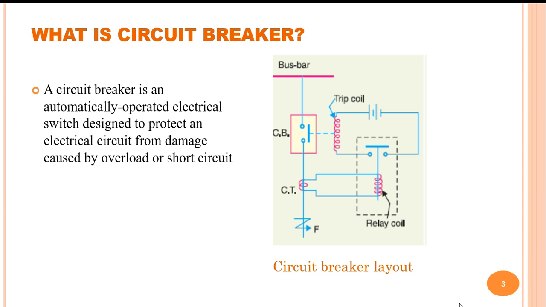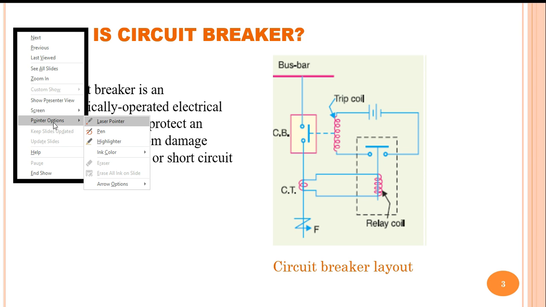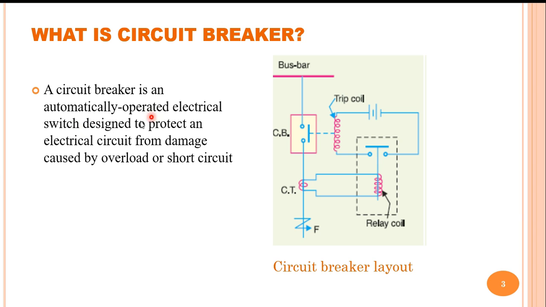So what is a circuit breaker? A circuit breaker is actually a switch which operates automatically to protect an electrical circuit from damage, like overload or short circuits. This figure shows the operation of a circuit breaker along with a relay. Always a circuit breaker is associated with a relay so that the tripping action of the circuit breaker is initiated by the relay according to the fault condition.